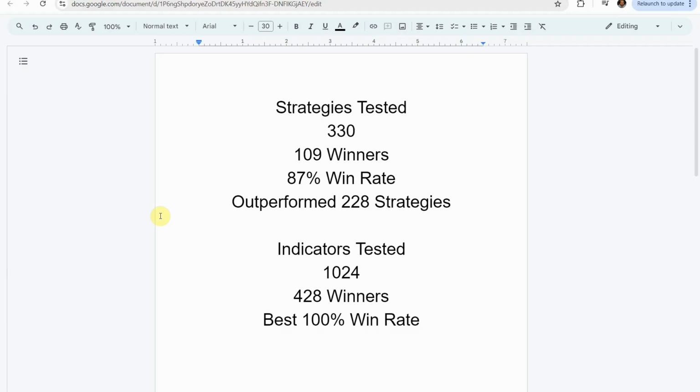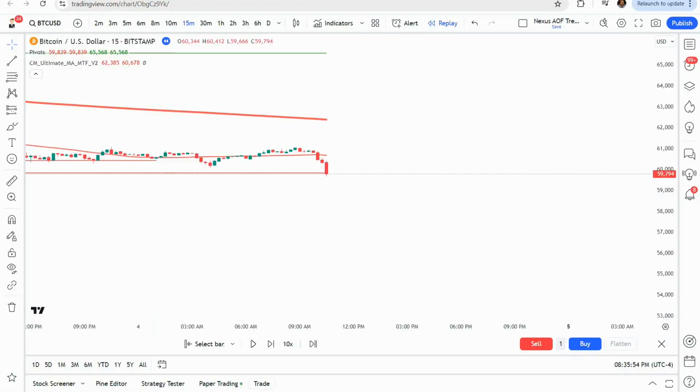Alright, as I said, today we will be testing a crypto scalping strategy. Before we do though, I wanted to put the testing scoreboard up for everyone to see. So to date, we have tested a total of 330 different strategies, with 109 of them being winners. The best one so far was able to achieve an 87% win rate. That was achieved using the Academy of Forex indicator. And so far, since we've been keeping track, it has outperformed 228 of the other strategies that we have put it up against, every single one so far. We've also tested a total of 1,024 indicators, with 428 of them being winners.